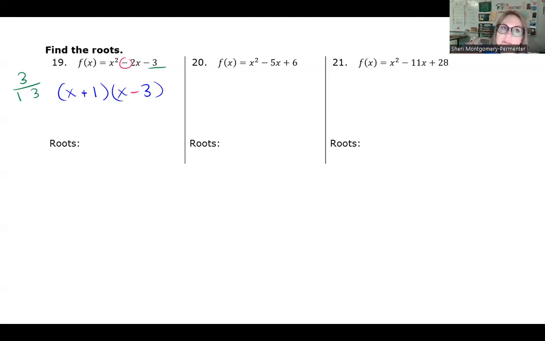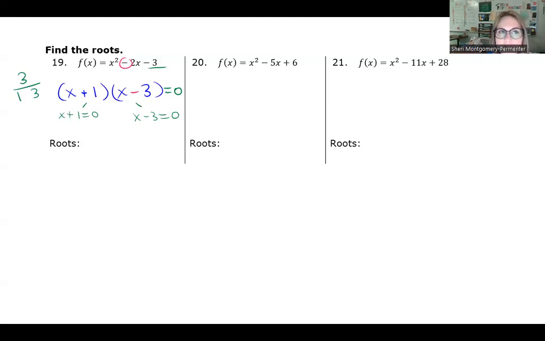So the roots, to figure out the roots, we set this whole thing equal to 0. And we split these up. So I get x plus 1 equals 0, and x minus 3 equals 0.